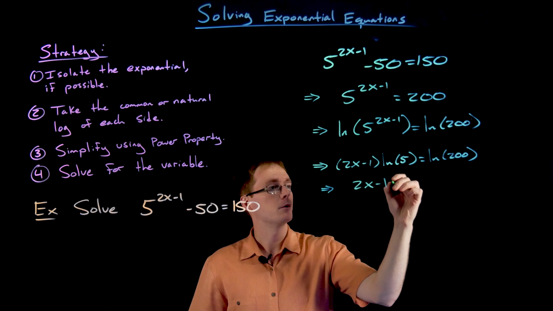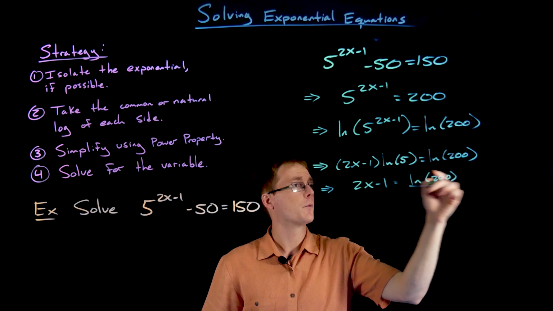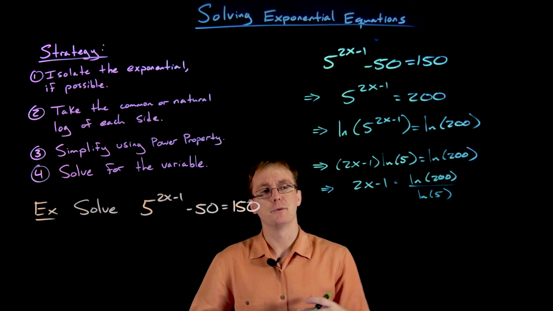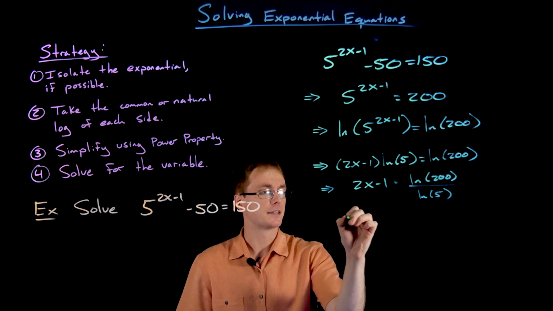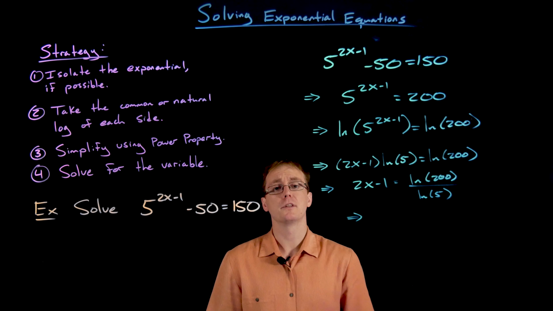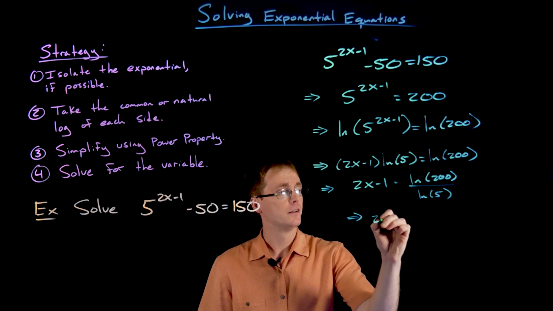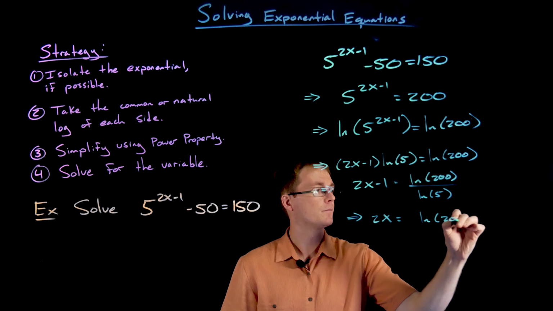The first step I would take here, although this does not have to be the first step, is to divide away by that factor of the natural log of 5. Another possibility is to expand the left-hand side, but I think this will get us there in about the same amount of time. So now we have 2x minus 1 is equal to the natural log of 200 divided by the natural log of 5. Next, I get 2x by itself just by adding 1 to each side.